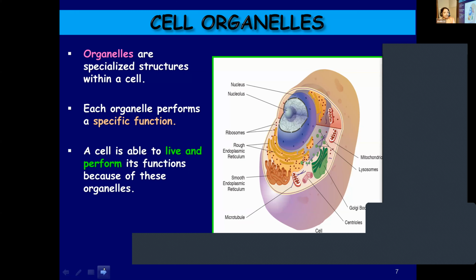So each organelle will be carrying out a particular function. And it is because of these organelles that the cell is able to survive. If the organelles are not working properly, the cell cannot survive. Just like if one organ system or even one organ stops functioning in our body, our body functions will not be able to function smoothly. So in the same way, cell organelles are very, very important parts of a cell.